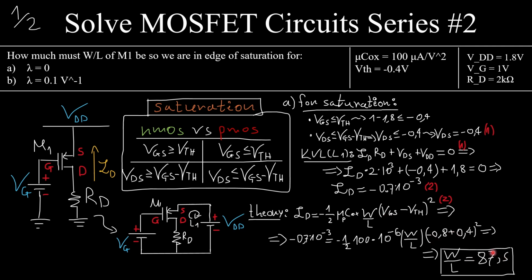And if I do the math, W over L is 87.5. In the normal range of the design details of the MOSFET, it's very common to go with a W over L of about 100 in these devices. And so we found the W over L for lambda equals 0.